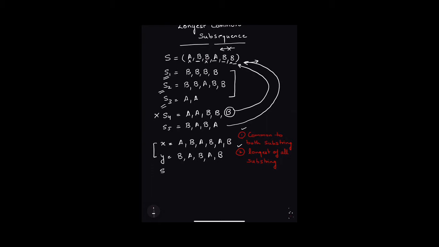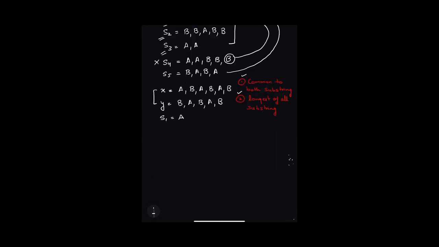So if I say my first common subsequence is S1, which is A. So yes, A is available in both the strings. If my second common subsequence is AB, then we can see that A is over here and A I'm getting over here. Then B is here and this is B over here. So this is also a common subsequence. I can also say that the common subsequence 3 is ABA. So AB we have already seen and A is also over here. So ABA is also a common subsequence between both.